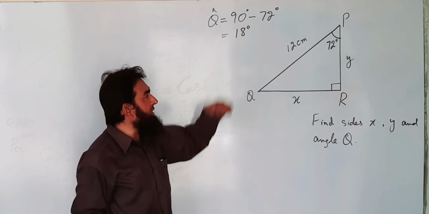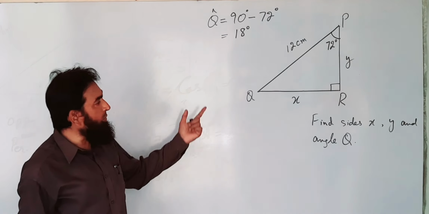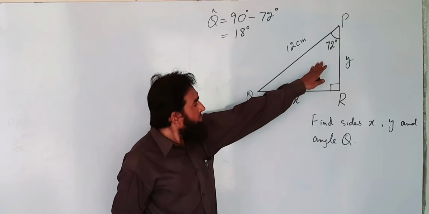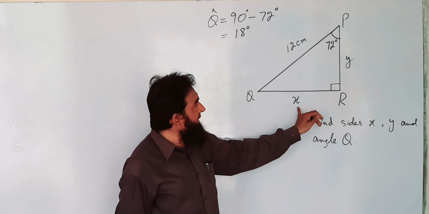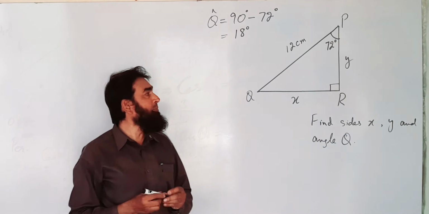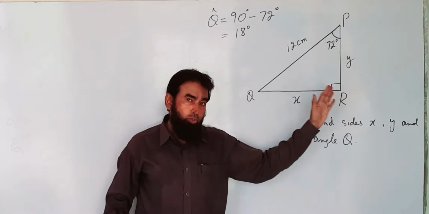So you got the answer, 18 degree. It is very simple to find out the remaining angle. Now to find out the side X or Y, you can see that both the sides are not known to you.